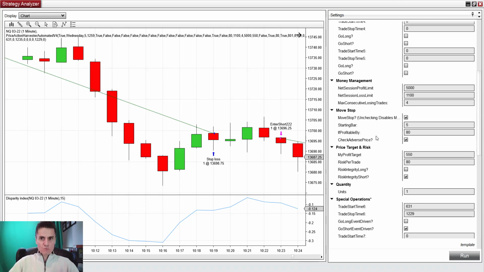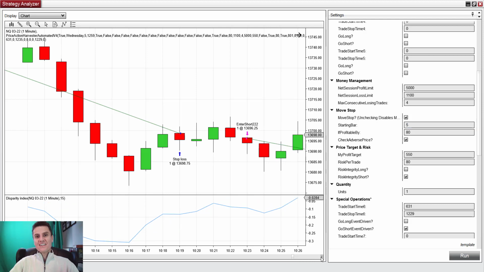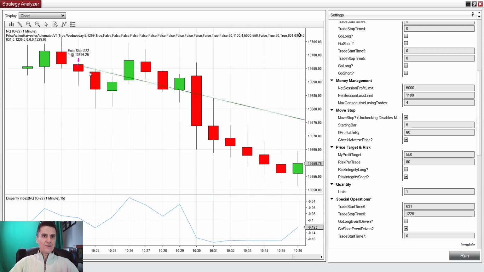What happens if price moves against me? If certain parameters are met, if I have at least 80 ticks worth of profit, if we've been in the market at least 5 bars. It entered yet another trade. Here we go. 10.23 it looks like.